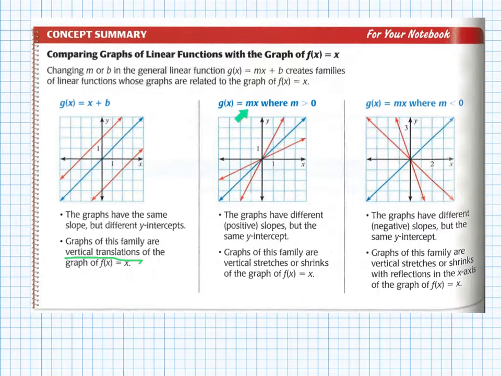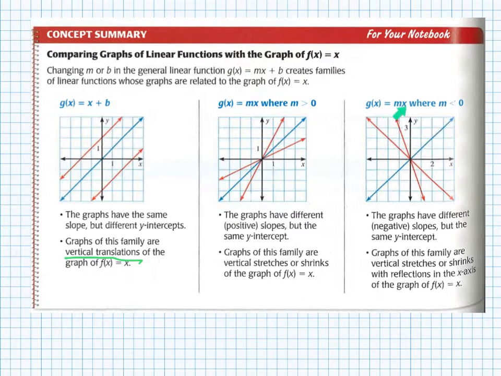When we change m in a function, it changes the steepness of the graph. Notice all of these graphs here go through the origin, and we have our parent function in blue, and we have a red line which is steeper, so it would have a greater slope than the parent function. And this red line is less steep, so m would actually be less than the slope of the parent function. When we change the slope, we can either stretch it if the slope is greater, or we can shrink it. We can compress the line if the slope is smaller than the original slope.